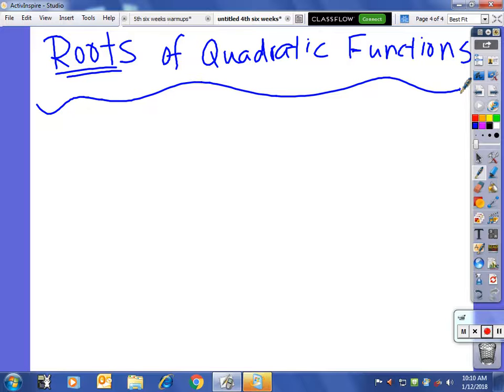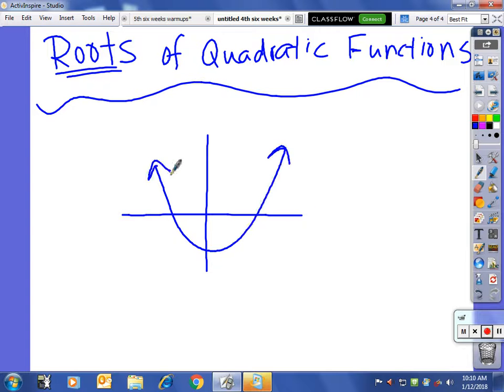Okay, roots of a quadratic function. Real quickly, let's just review what a quadratic function is. What's another name for a quadratic function? It's got an x squared in it, absolutely. Sometimes the picture it makes, we call it a parabola. So if you've got an equation in the form of y equals and it's got an x squared in it, it's going to be a quadratic function, a parabola. We have done several things with parabolas. We have been focusing lately on finding the vertex.